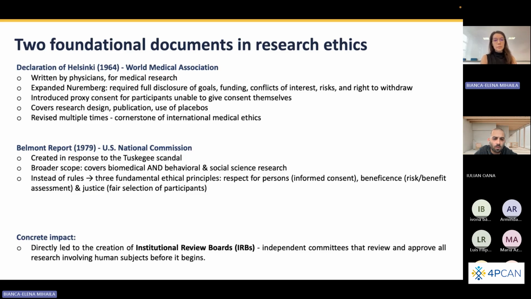At the same time, it is the Belmont report that led directly to the creation of the institutional review boards that we are probably familiar with today, that are independent committees that review and approve all research involving human subjects before a study begins.